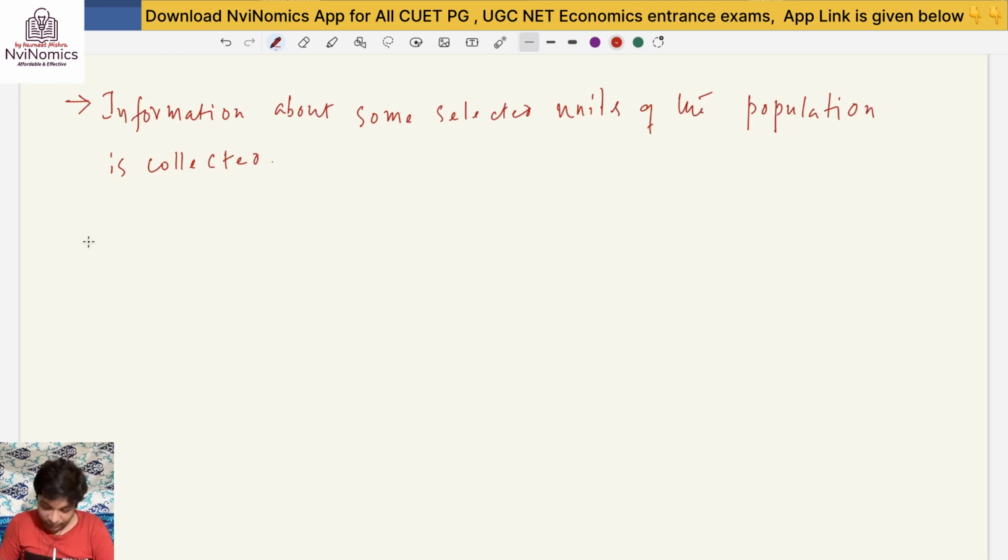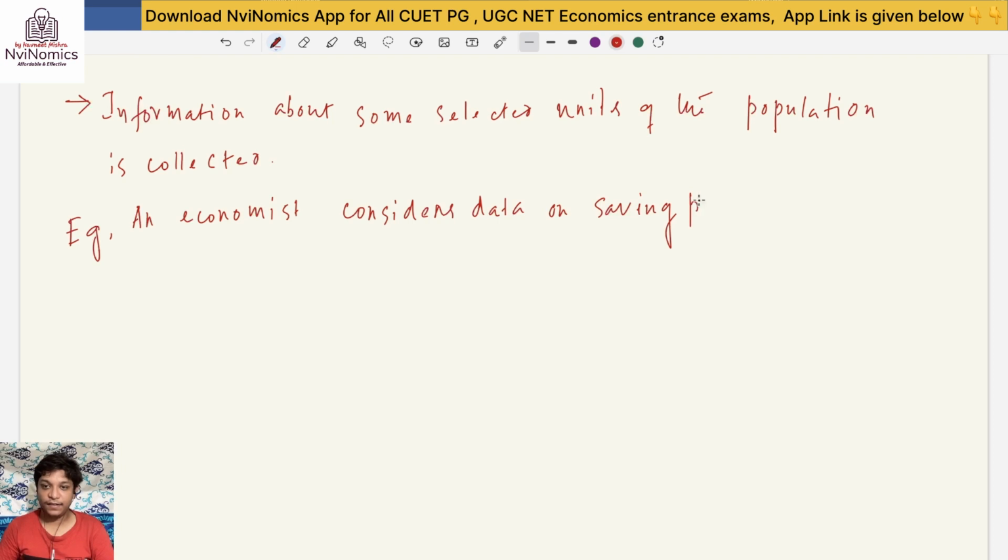तो इट विल बी बेटर हम लोग एक एग्जाम्पल भी लिख लें। तो एग्जाम्पल क्या होगा, मान लो कि सपोज एन इकोनॉमिस्ट considers data on saving plans by households.